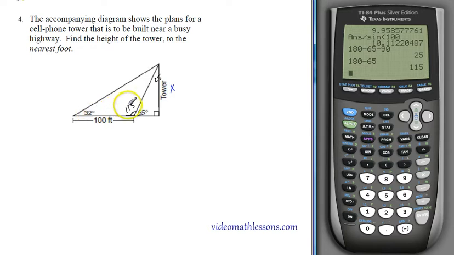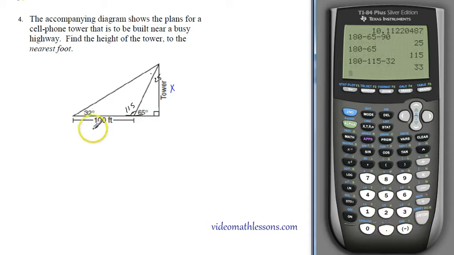Now, I'll look at this angle. 180 minus 115 minus 32. And I get a 33 up here. So the first step is to get all the angles. Now, this is a common side between both triangles. This side right here. So I'm going to put a Y on that.